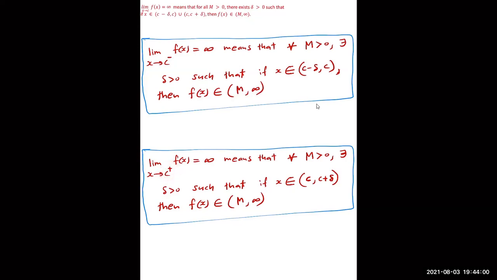Okay, I will let you read that part. In that case, you only take the right part of the delta punctured neighborhood or delta punctured interval. Or sometimes some authors say delta punctured neighborhood. Okay, either term is fine.